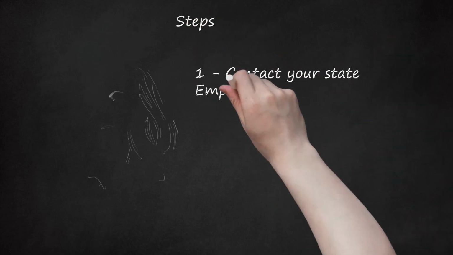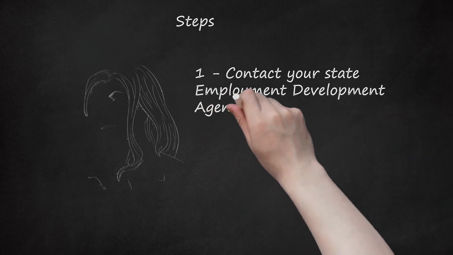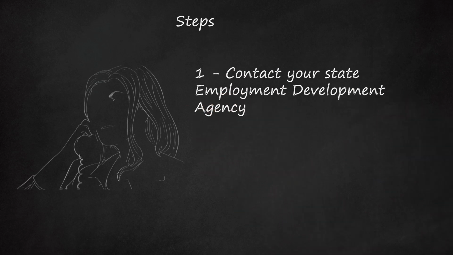Step 1. Contact your state employment development agency. The agency that administers unemployment compensation in your state is the ultimate authority on all UI matters. Before applying, determine whether you meet the minimum requirements to qualify for benefits. These restrictions include: you must have left your last job through no fault of your own. If you quit your job or were fired for cause, you may not be granted UI benefits.